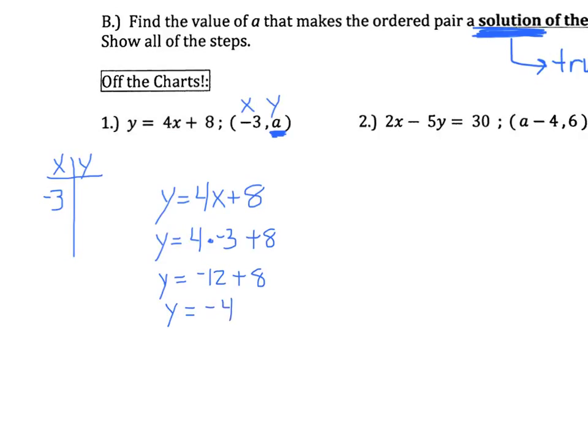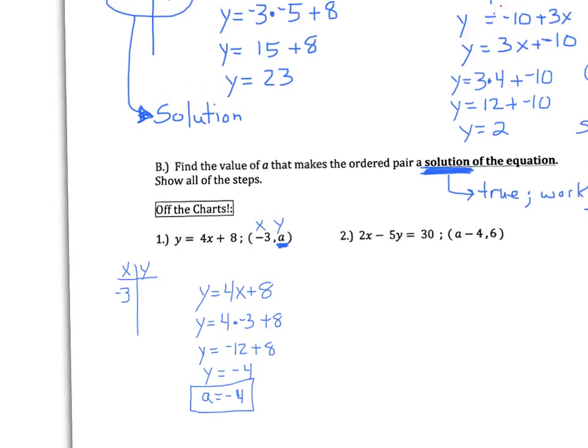Okay, if y is -4, then guess what a has to be? Yep, a has to be -4. And that's what we were looking for. We were looking for a. Alright, can you handle that? You see some similarity in all these problems?